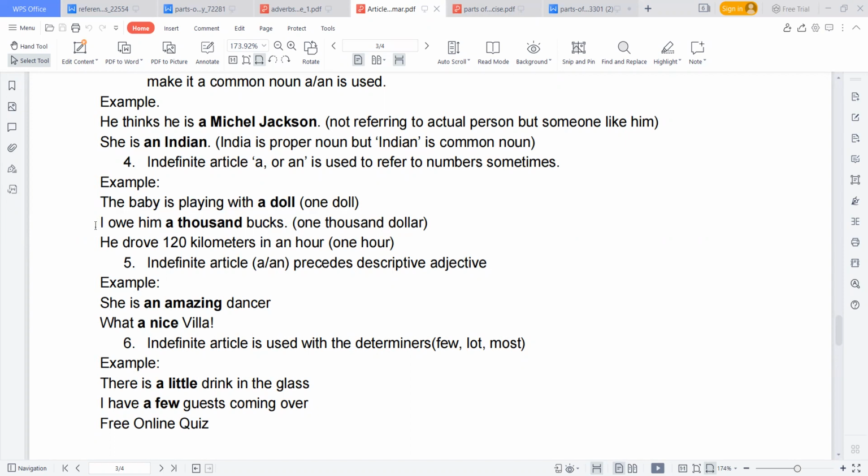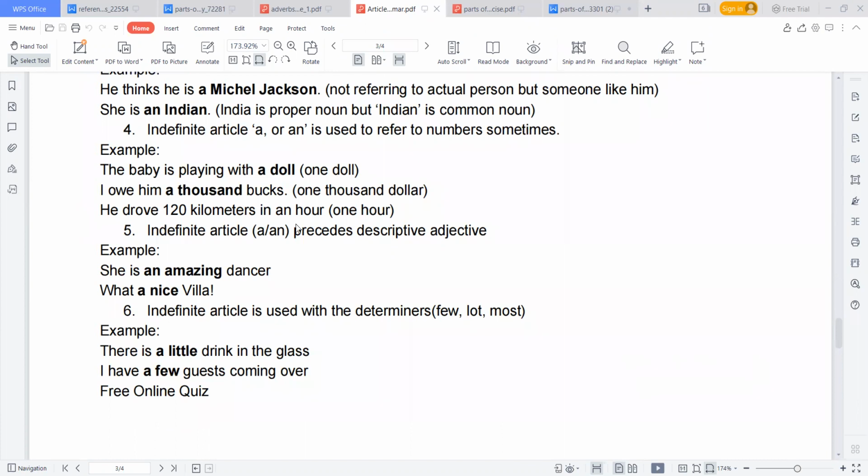I owe him $1,000. That means one $1,000, because a describes one. He drove 120 kilometers in an hour. That means in 1 hour. Okay, clear?